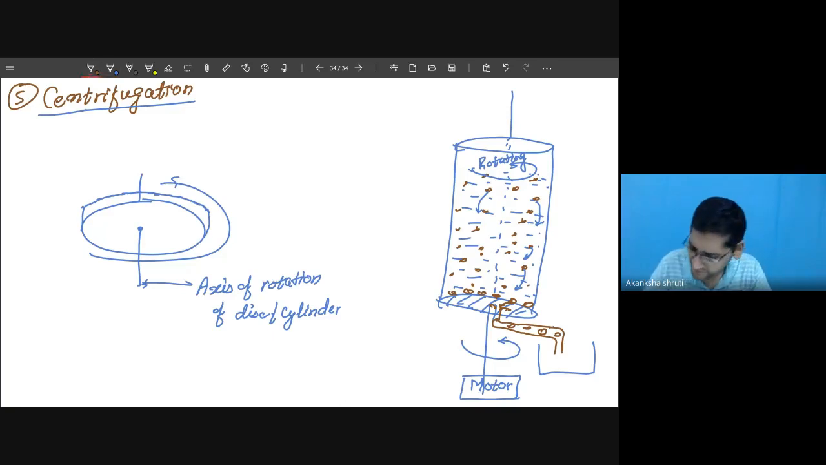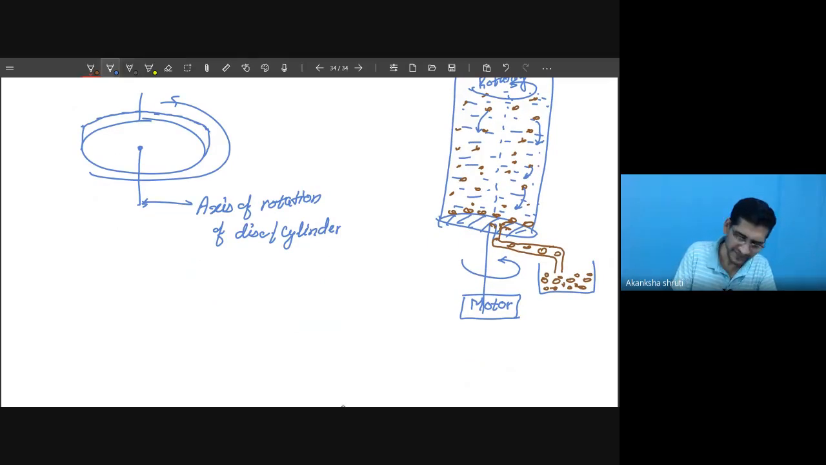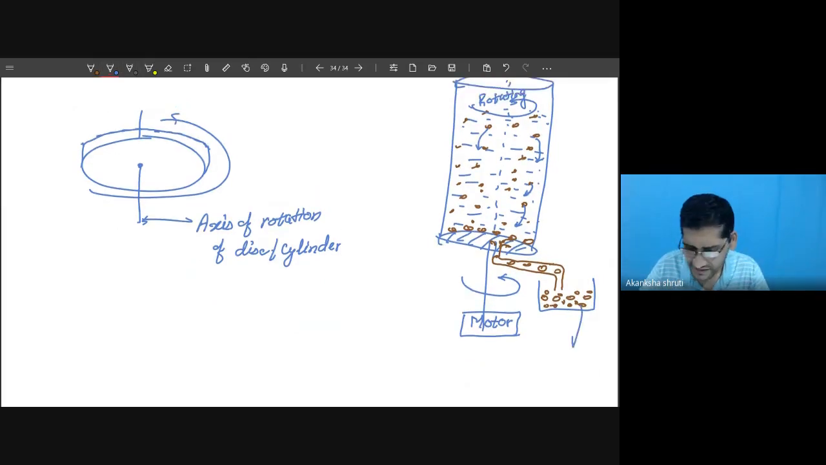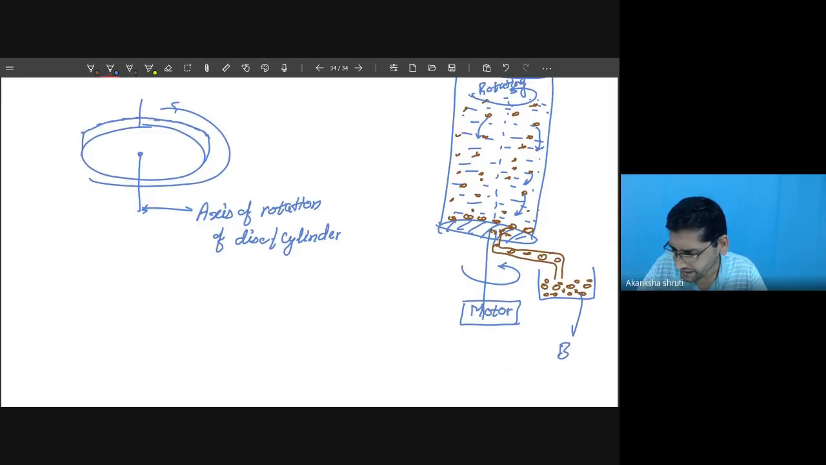These heavy particles, which are in liquid phase, also get collected. Okay. So this is the blood cell. I'm taking the blood cell. If there are different holes at different levels, one is at the bottom, another hole is made at this level. Then at this level, even some other component is able to come out.